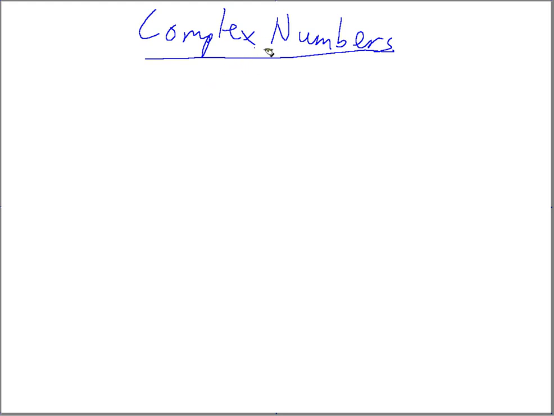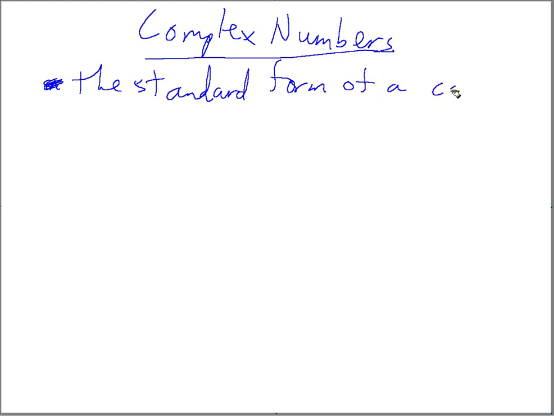But complex numbers are even bigger than that because complex numbers are defined using a different component called an imaginary component. All right. So let's take a look at the standard form for a complex number. First, let's define a complex number. The standard form of a complex number is written as a plus bi.